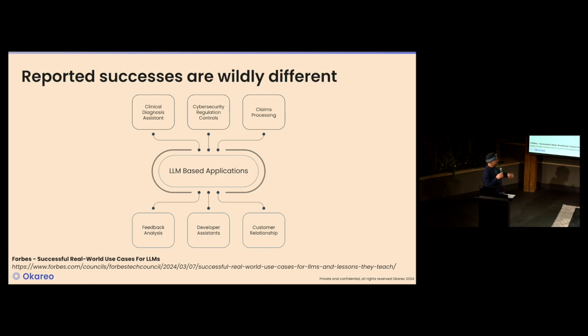And what's interesting, this was actually 6 items drawn from a Forbes article. And they're wildly different. One of them is an assistant for clinical diagnoses. One of them's cybersecurity regulations. There's a code gen piece up there and the developer assistance, feedback analysis for web analytics. It strongly suggests that these were all projects well underway. These were all ideas well underway before this last, call it, 9 to 18 months.